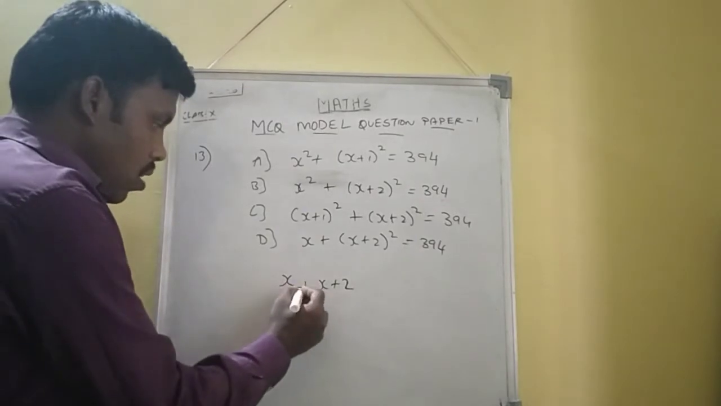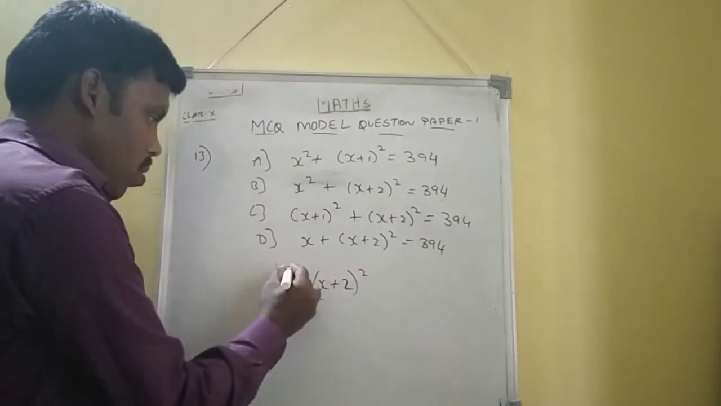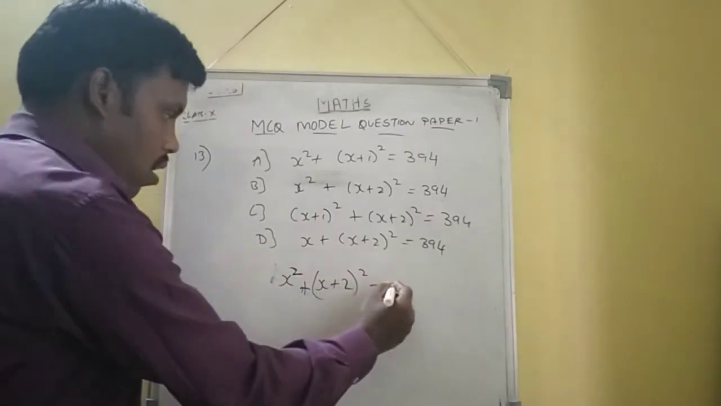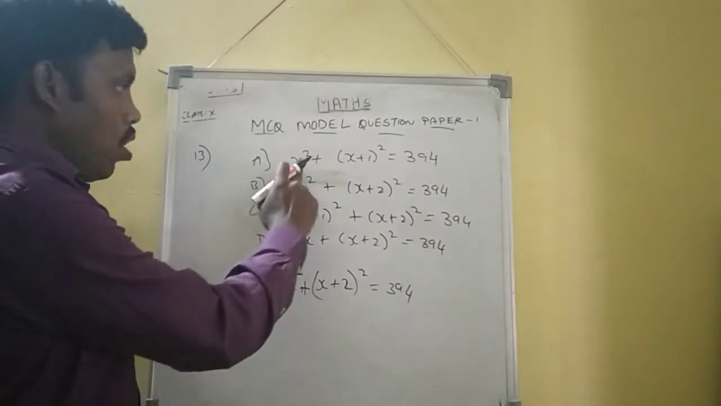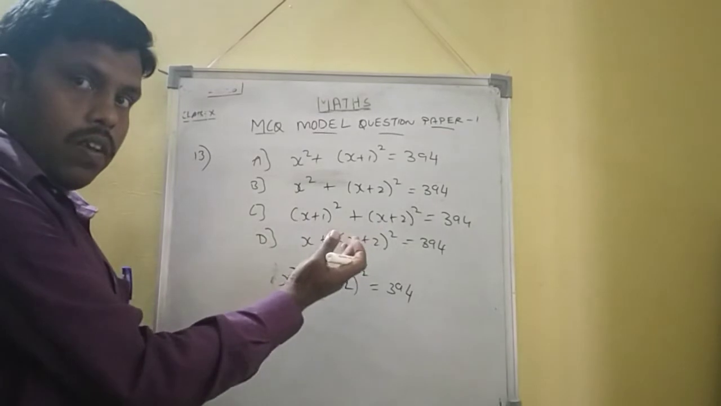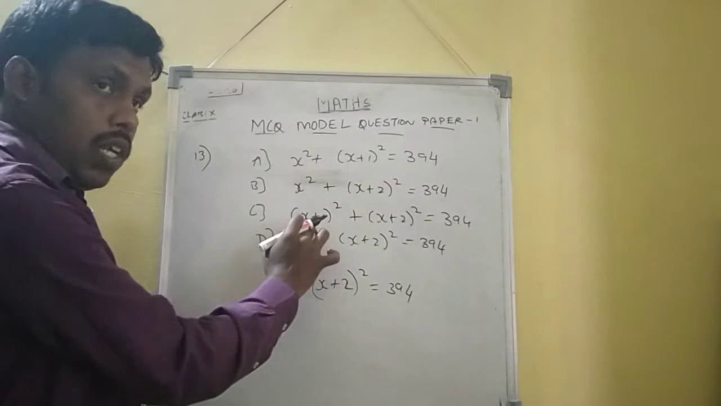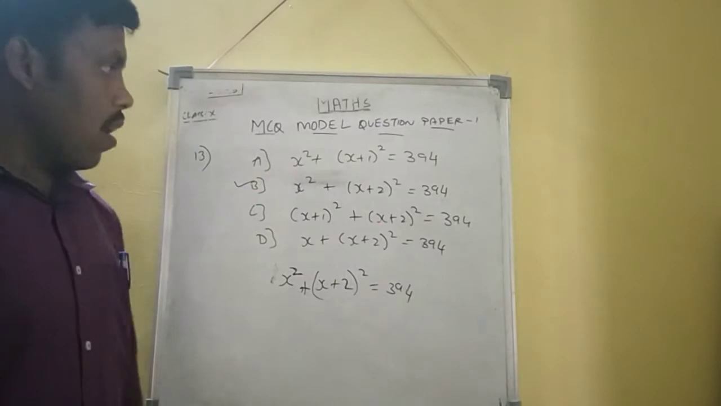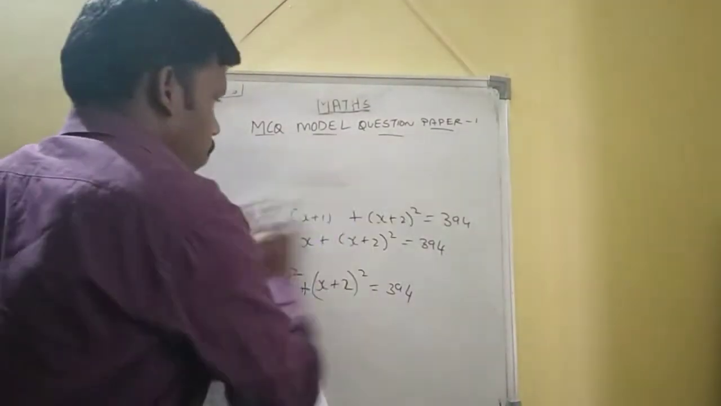So the sum of the squares is x square plus x plus 2 whole square, because the two terms are binomials, and it is given as 394. So which is the option? If you see, the correct option is D. Here x and x plus 1 become consecutive, and x plus 1 and x plus 2 are also consecutive only, and a square is missing here. So these three, A, B and C, are wrong. Option D is correct. Okay children, so this is about the 13th problem.